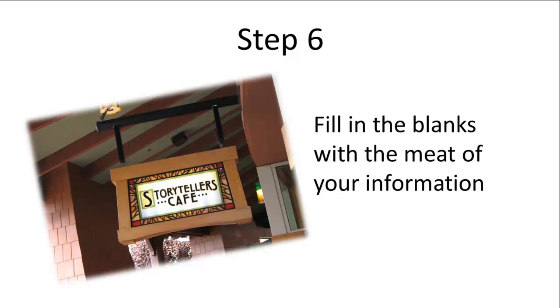Step 6 is fill in the blanks. For each of the points in your outline, write 2 to 5 sentences to explain it. You could answer a question, explain how to accomplish a task, or even share your experiences. The key to keeping your article body engaging is to tell a story while you solve the reader's problem.